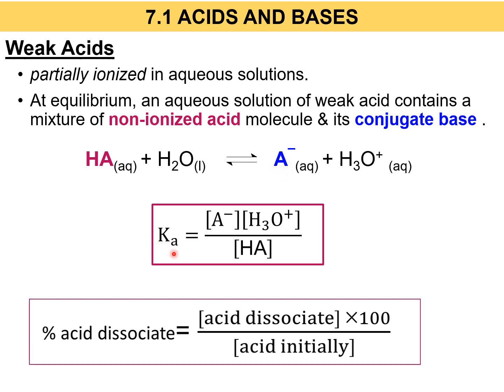And this is the Ka expression, where the concentration of the product is divided by the concentration of reactant HA, the weak acid only. Okay, and if you want to find the percentage of the acid dissociated, it will be equal to the concentration of acid dissociated times 100 divided by the initial concentration of the acid.